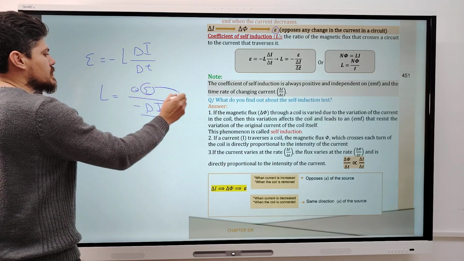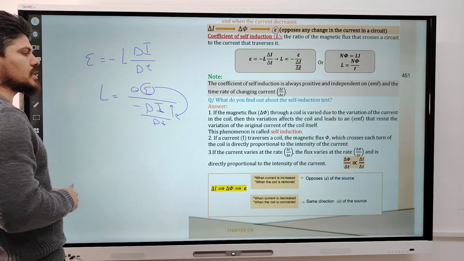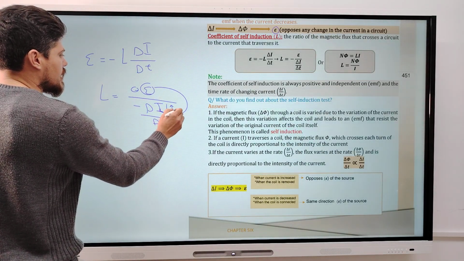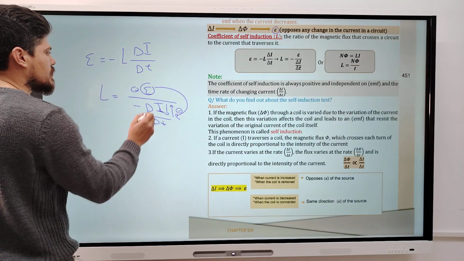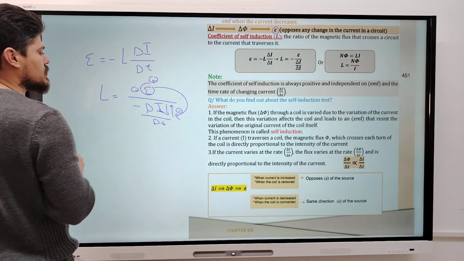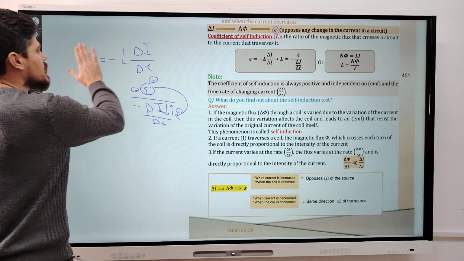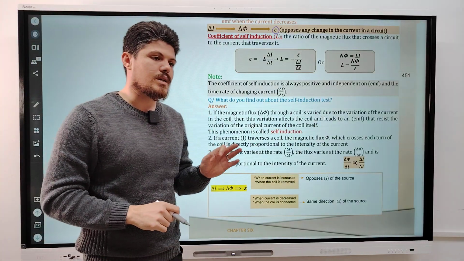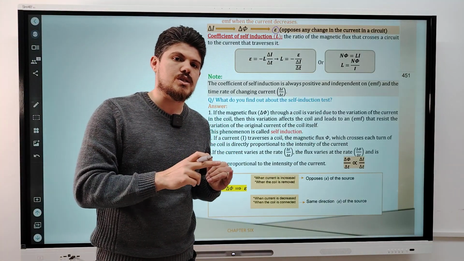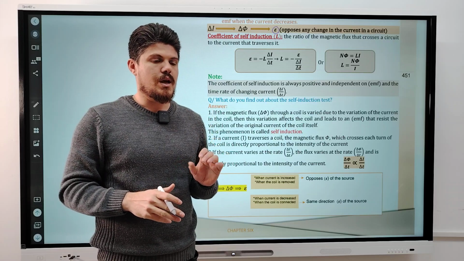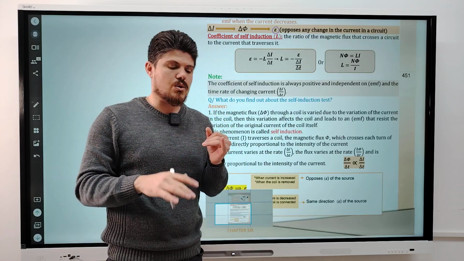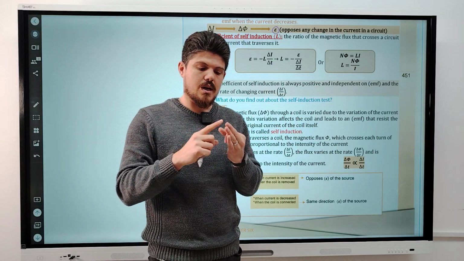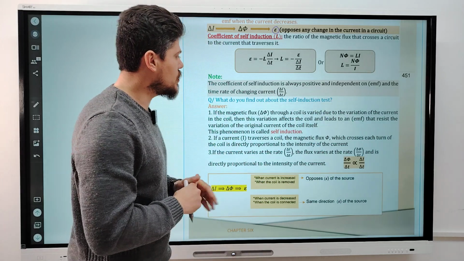So it means that there is an opposite change between the EMF and the change in the current. When the current decreases, the change in current is negative and the EMF is positive. Negative times negative is positive. That is why the coefficient of self-inductance is always positive, and it does not depend on the change in the current and induced EMF. It depends on four factors: permeability, square of the number of turns, area of the coil, and length of the coil.